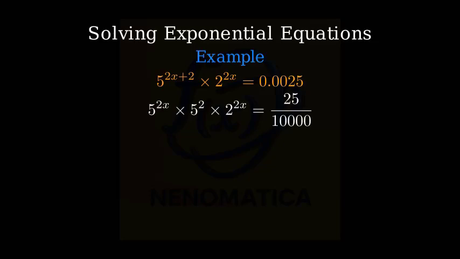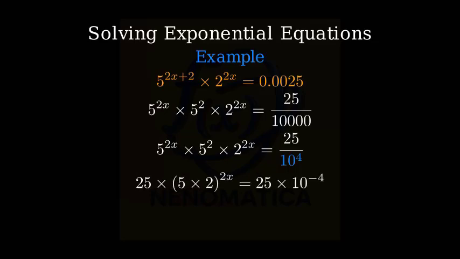Then we'll rewrite 0.0025 as the fraction 25 divided by 10,000. Next, let's rewrite 10,000 as 10 to the fourth power in the denominator. Now, let's simplify the left side. We know that 5 squared equals 25, so we can pull that out as a coefficient.